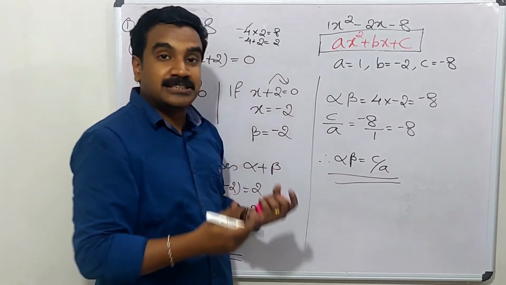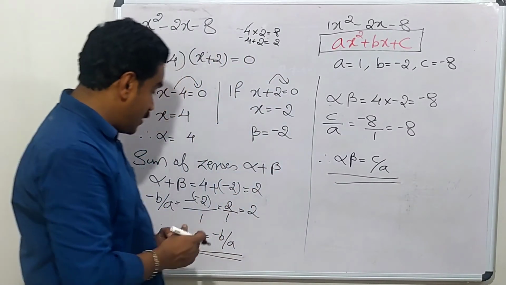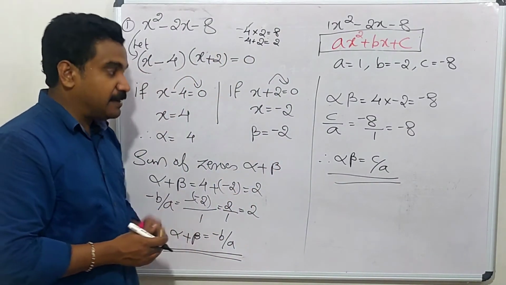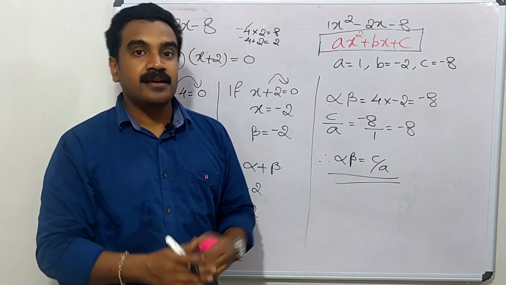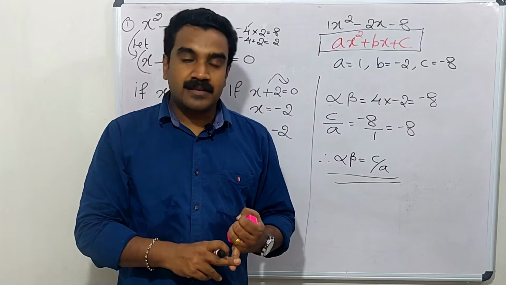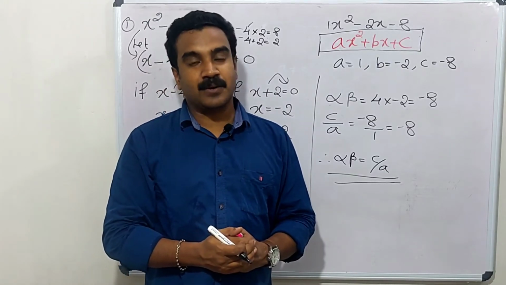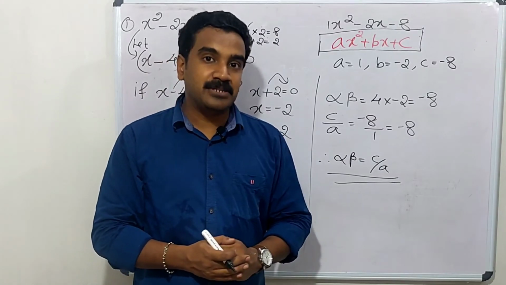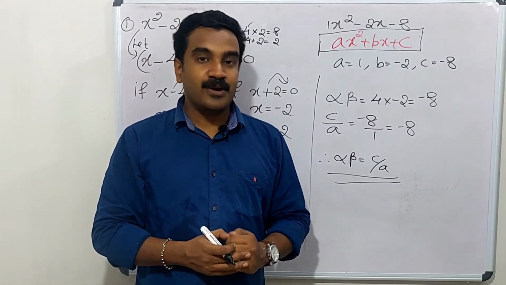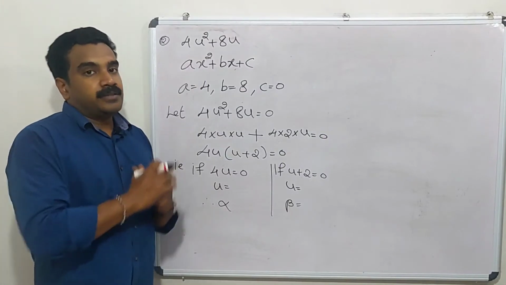So we verified the relationship. How? Alpha plus beta equal to negative b by a and alpha beta equal to c by a. So you can conclude this way: we found the zeros, then we verified the relationship between the zeros and coefficients. Then you can write, therefore we verified the relationship between the zeros and coefficients. Hope it's clear. Look at the next question.